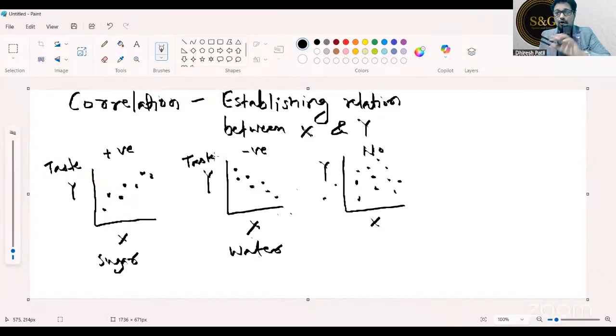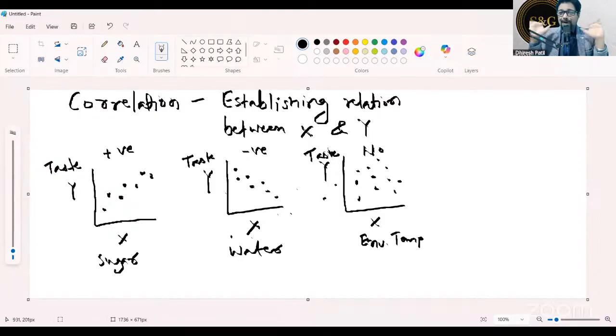In the context of the taste of tea itself, let's say environmental temperature, surrounding temperature, and the taste, it may not have a direct impact.